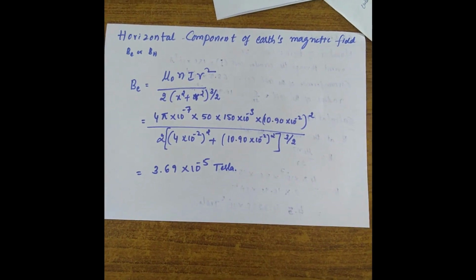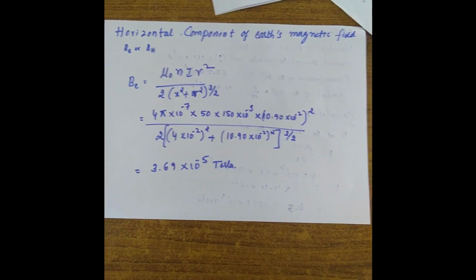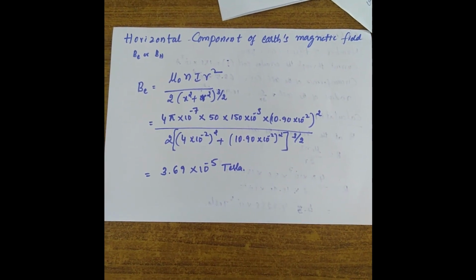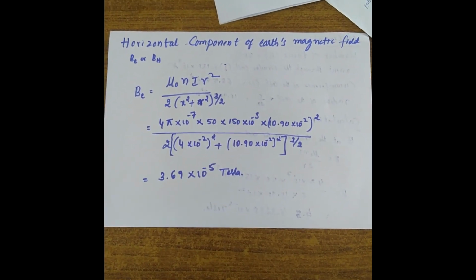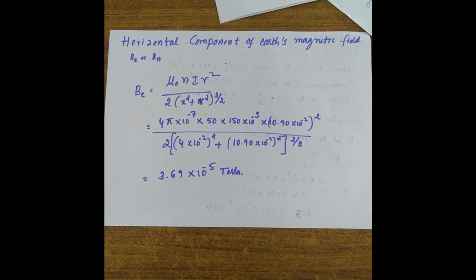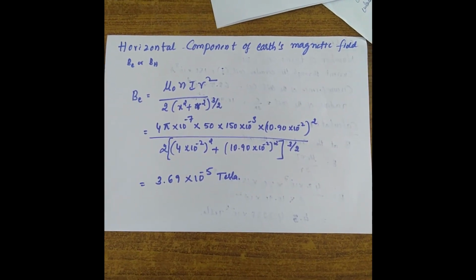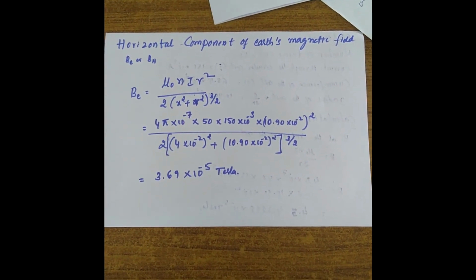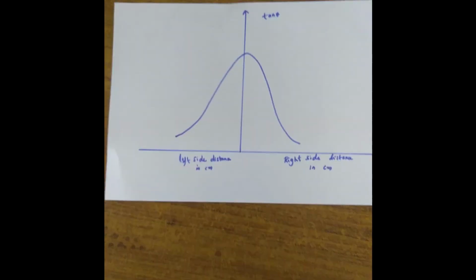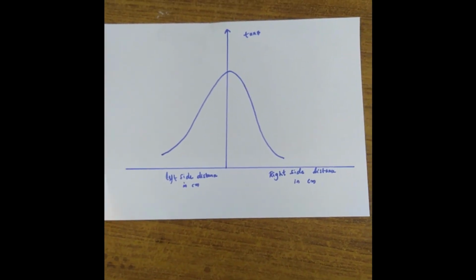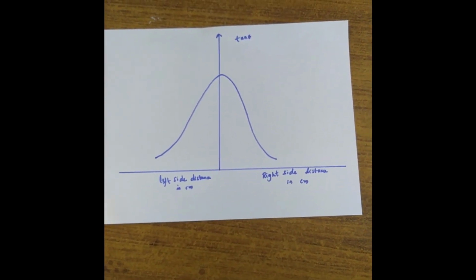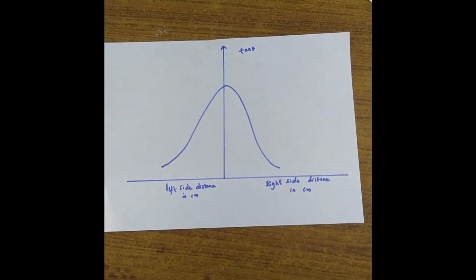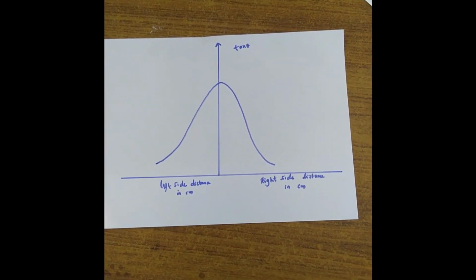The formula is mu naught N i r square whole divided by 2 of x square plus r square whole power of 3 by 2. If we substitute corresponding values, we can get the value of BH is equal to 3.69 into 10 power of minus 5 Tesla. And also this graph explains the variation of magnetic field intensity at different distances from the center of the coil.